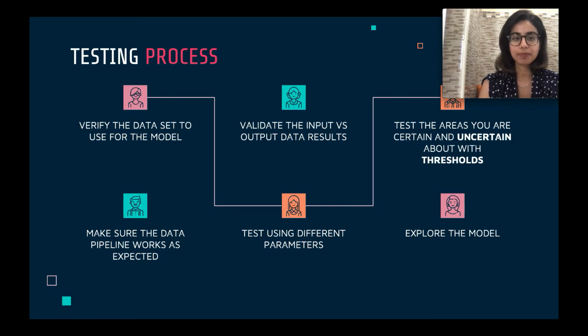Make sure the data pipeline works as expected, so no data is dropped or duplicated. And test using different parameters or configurations per your clients. If you have certain things that only accept strings, try putting in some integers and see how it behaves. And lastly, explore the model, understand the model. Just go in without any agenda. Try and see if you find any underlying bug that you never knew about. So these are quite important things.